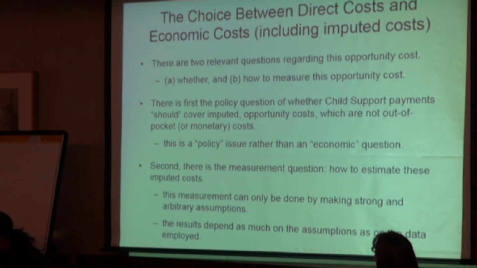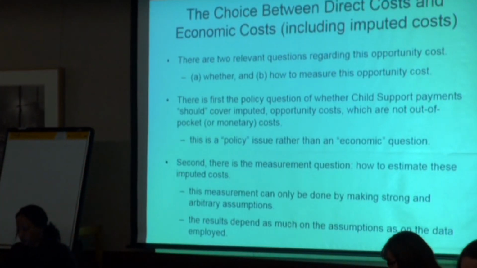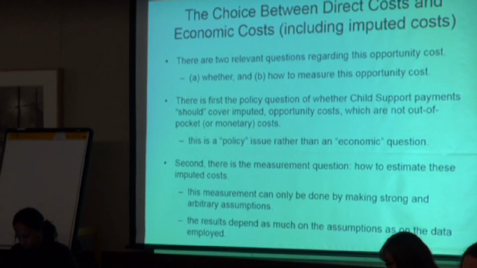It's the cost of the den. Should child support awards compensate the custodial parent for the loss of the den? That's a policy issue, not an economic issue. And the second is, how do we measure these imputed costs? And I think it can only be done by making strong and basically arbitrary assumptions. The real issue is we don't know how to measure these imputed costs accurately. We can only do so by making arbitrary assumptions.